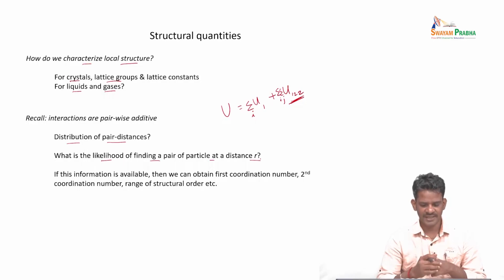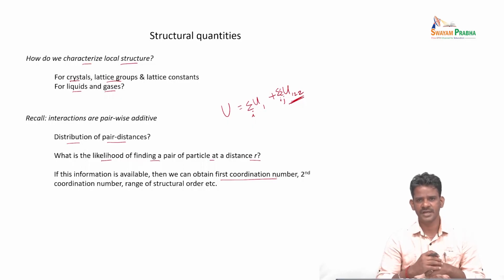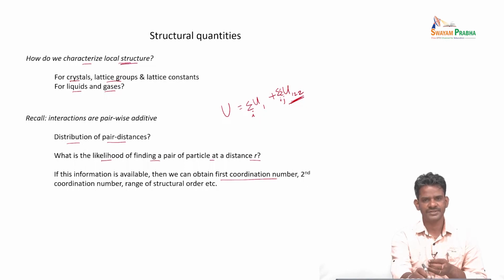So if you are able to get such information, then we can get the coordination number, that is how many neighbors there are in the nearest neighborhood, and what the second nearest neighbors are, etc. Such information can be obtained by simply looking at pair distance distributions. So we are going to use such an approach to characterize and identify the local structure of a fluid system.